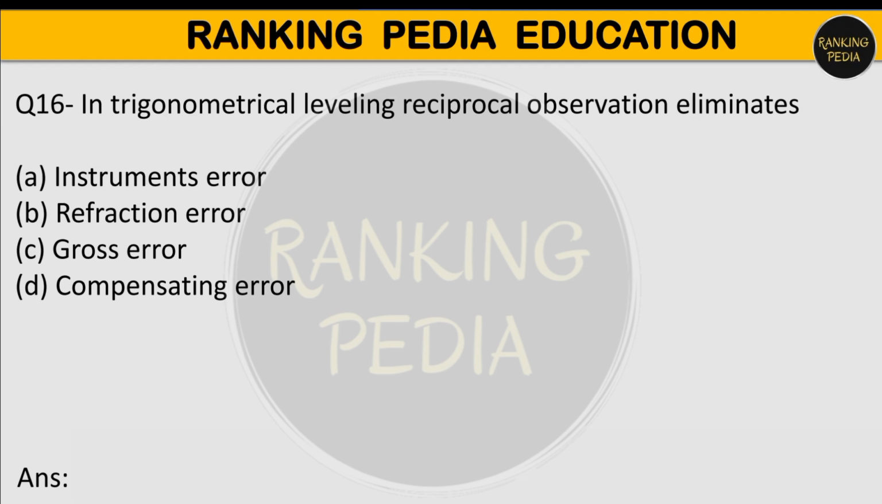Next question is, in trigonometrical leveling, reciprocal observation eliminates. Your options are instrument error, refraction error, gross error, or compensating error. So reciprocal leveling is used to obtain accuracy and eliminates what? Error in instrument adjustment, combined effects of earth curvature and refraction of atmosphere, and variation in the average refraction. So which one is the correct? That is your refraction error. Option number B is correct.